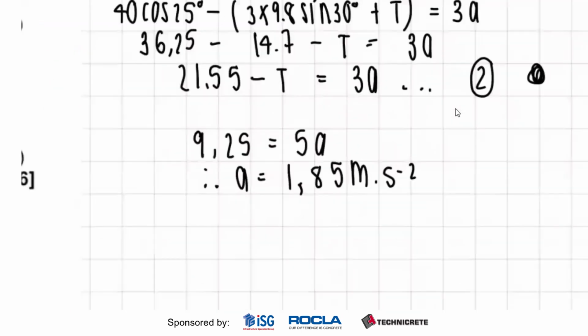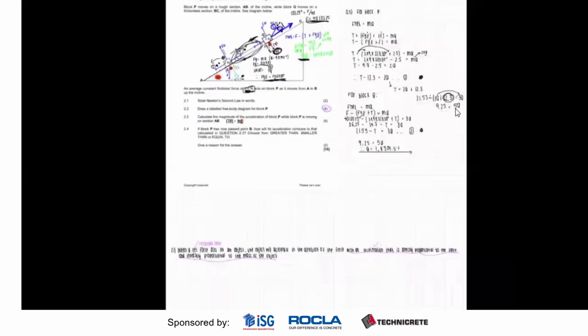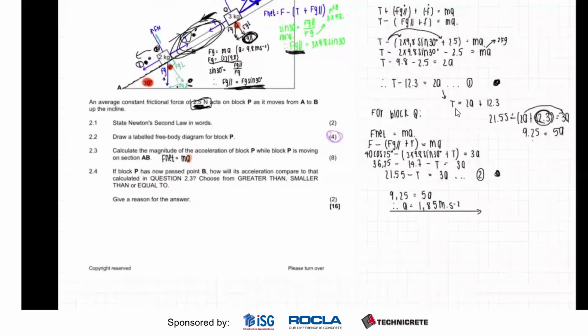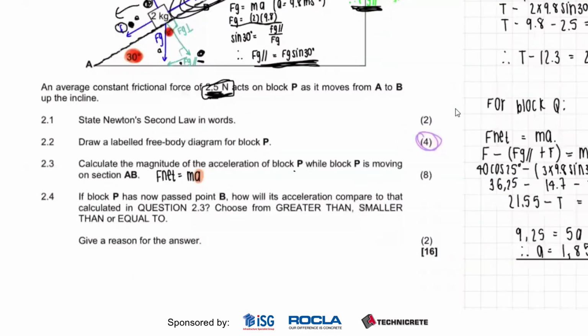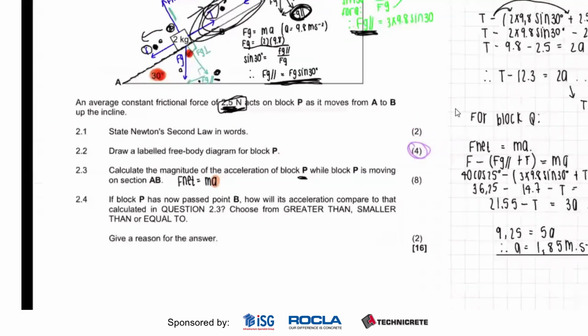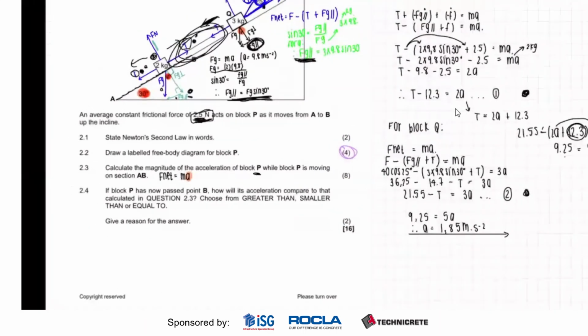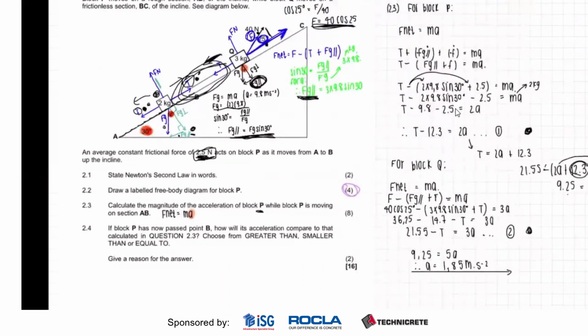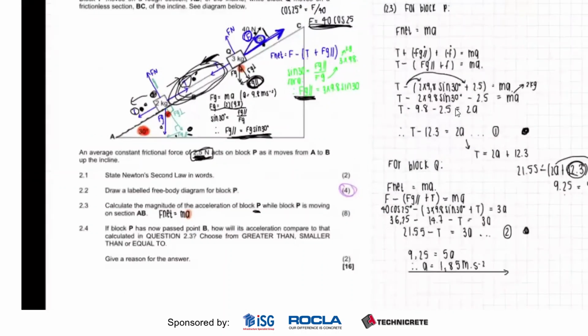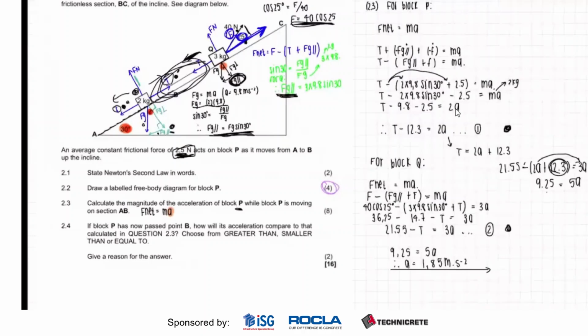Okay, so the big answer, the final answer, is the acceleration of block P, which is the answer that we wanted. Acceleration of block P is in fact 1.85 meters per second squared. And in fact, block Q's acceleration is the same because they are connected by a string. So obviously they do have to be the same.